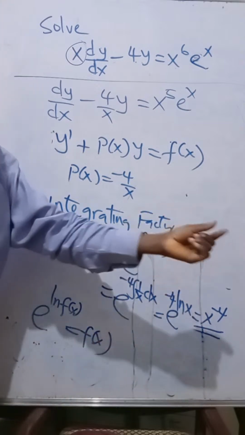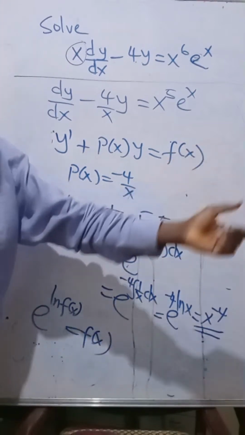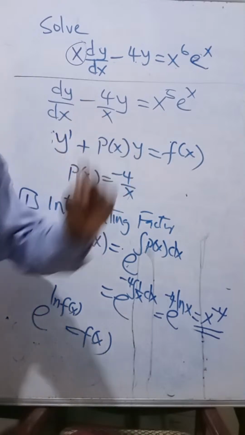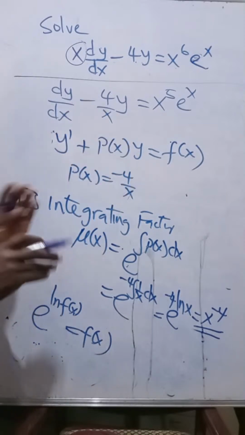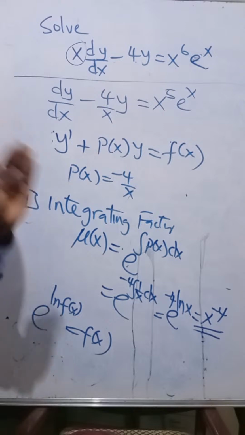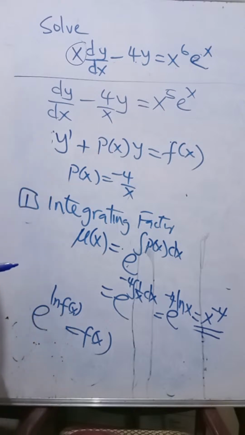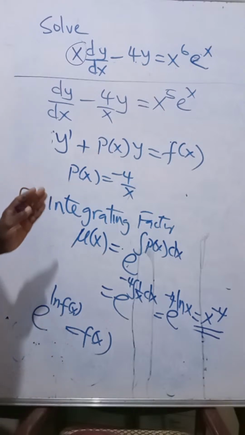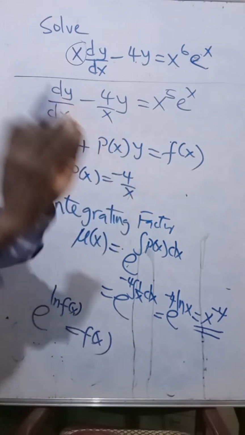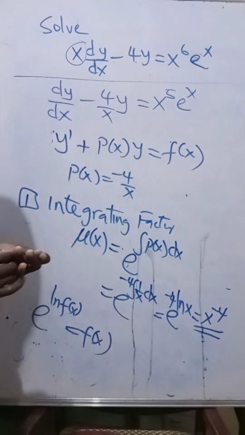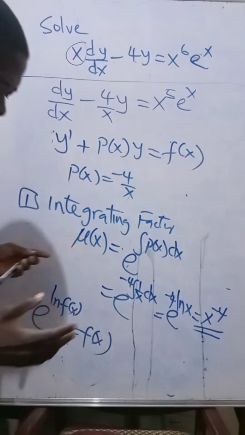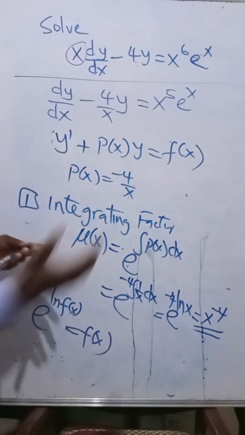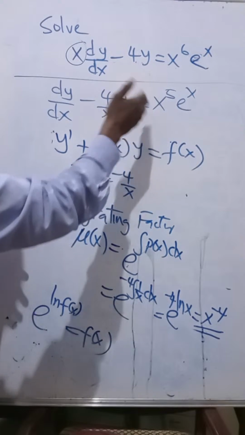We've gotten the first step, which is the integrating factor. Step 2, which is the final step, is to get the general solution. I'm using the formula method to get the general solution. What is the formula? How does it look? Let's go and see the formula.